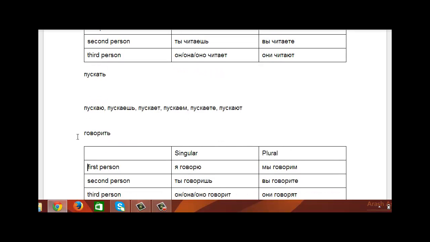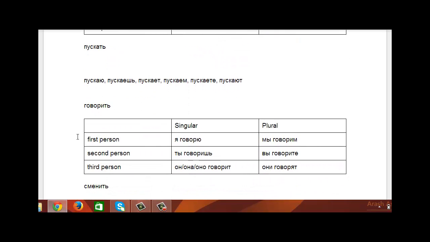The next pattern is говорить. Let's remind ourselves of the conjugation of this verb. Повторите. Говорить. Я говорю. Ты говоришь. Она говорит. Мы говорим. Вы говорите. Они говорят. If I tell you that this verb сменить, which means to change, follows the same pattern, think about how it will conjugate.